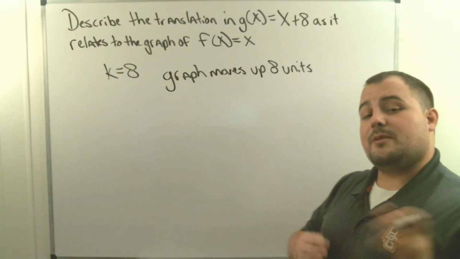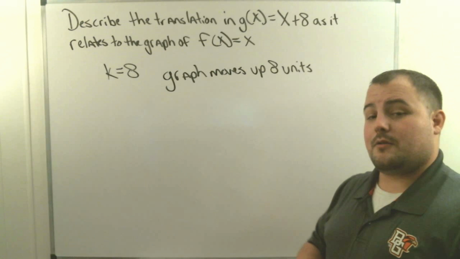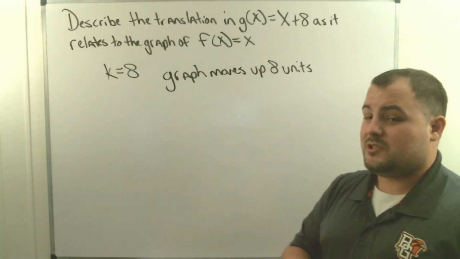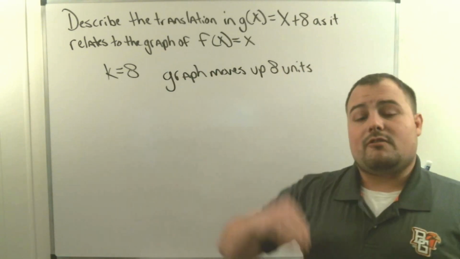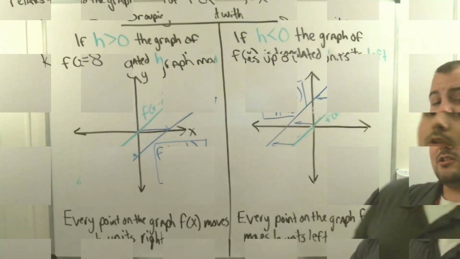Because if it's a positive number and it's bigger than 0, the graph moves up. If it's a negative number and it's smaller than 0, the graph moves down. And this is based off that slide that we just looked at. So since we're adding 8 at the end, the graph moves up, and that's our answer to this problem.